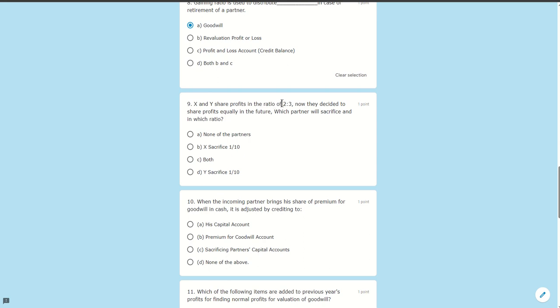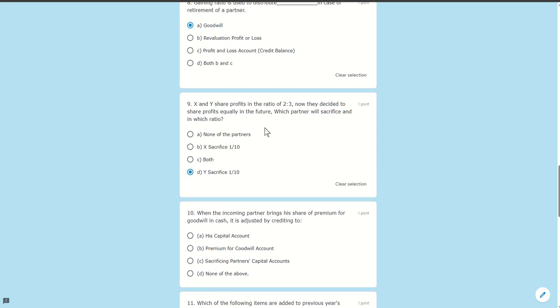So let's subtract 2 by 5 minus 1 by 2. Let's do it, and you get minus 1 by 10. So it's coming as negative. That means x is not sacrificing, rather gaining. And for y, 3 by 5 minus 1 by 2 comes to a positive 1 by 10. That means y is sacrificing by 1 by 10. A simple subtraction you have to do here.